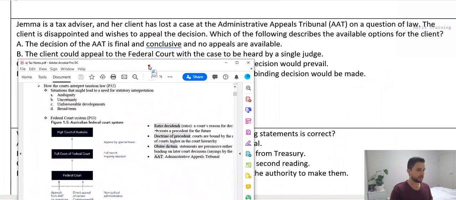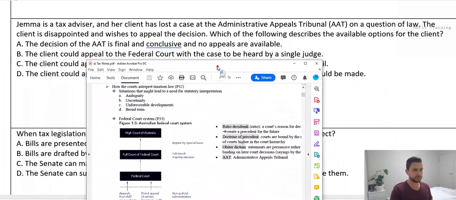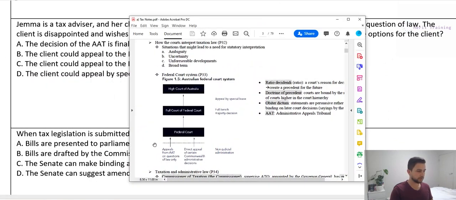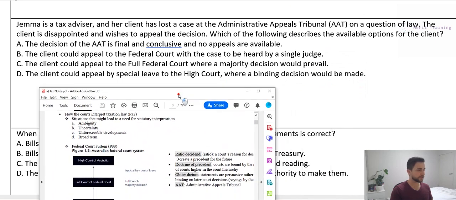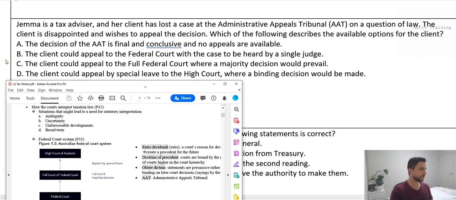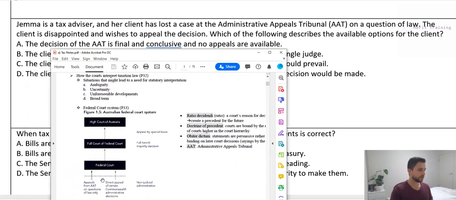B, the client could appeal to the federal court with a case to be heard by a single judge. Well, we can see that the appeal is going to go here, federal court, single judge. So far, that looks like the correct answer. But let's just double check on C and D just in case. So C, the client could appeal to the full federal court where a majority decision would prevail. So clearly you don't skip a step and go straight to there, so that's incorrect.